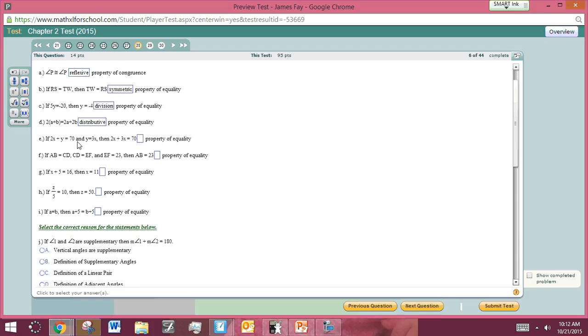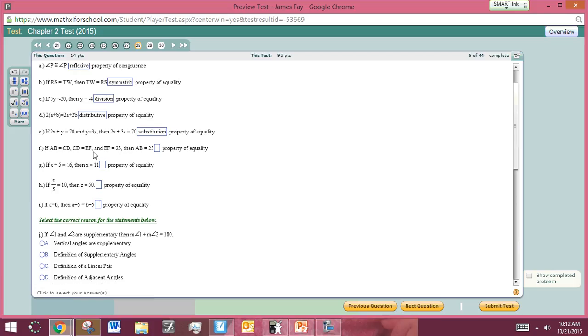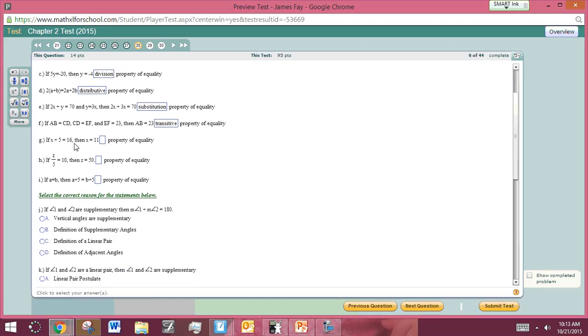If 2x plus y equals 70 and y equals 3x, then I can take 2x plus 3x equals 70. All we did is take the first equation, and where I saw a y, I replaced it with 3x. Replacing with something that's equal is substitution. Here it says if AB equals CD, CD equals EF, and EF equals 23, then AB equals 23. That is the transitive property; there's a linking from AB all the way to 23. If x plus 5 equals 16, then x equals 11. That is subtraction.